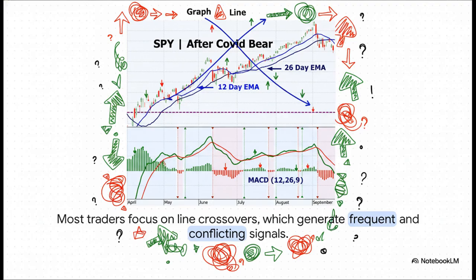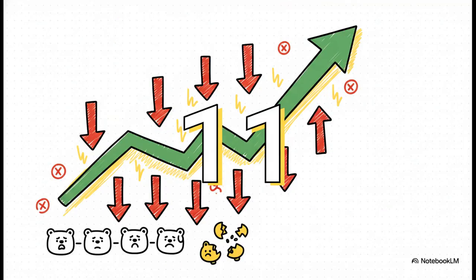So here's the textbook way to use the MACD. You watch for the two lines, that graph and that line, to cross over. The fast line crosses above the slow one, you buy. It crosses below, you sell. I mean, when you look at a chart after the fact, it seems so simple, right? But in live trading, it's total chaos. You get all these constant, conflicting signals that just whip you in and out of the market. It's a mess.